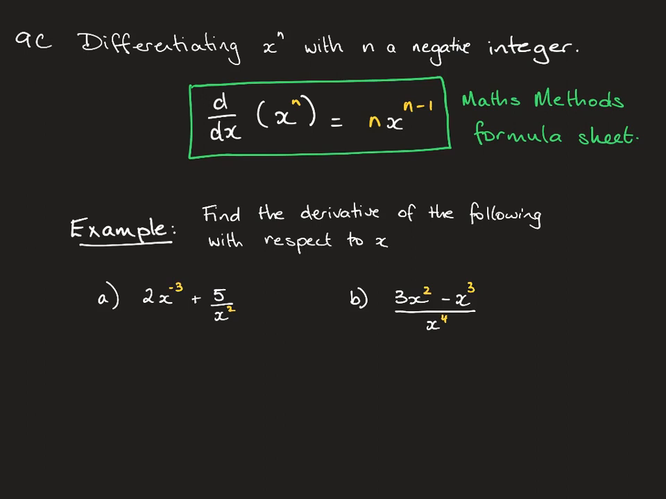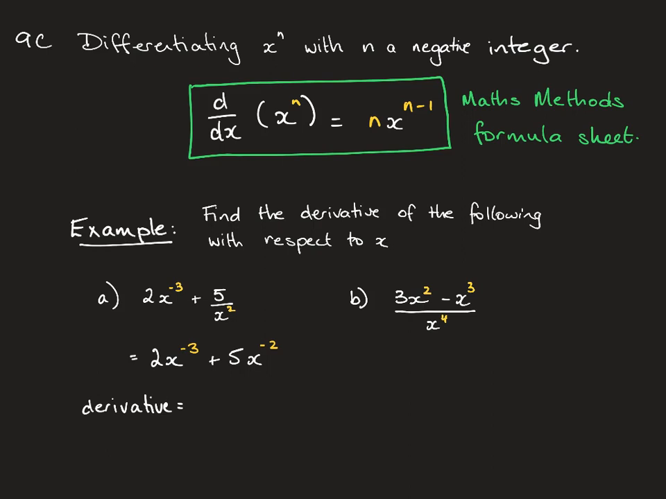All you need to be careful of when you're doing your derivatives is making sure that you're careful with your positive and negative numbers. So here's an example. Find the derivative of each of the following with respect to x. We've got 2x to the power of minus 3 here, and the 5 over x squared is in fact 5 times x to the minus 2.